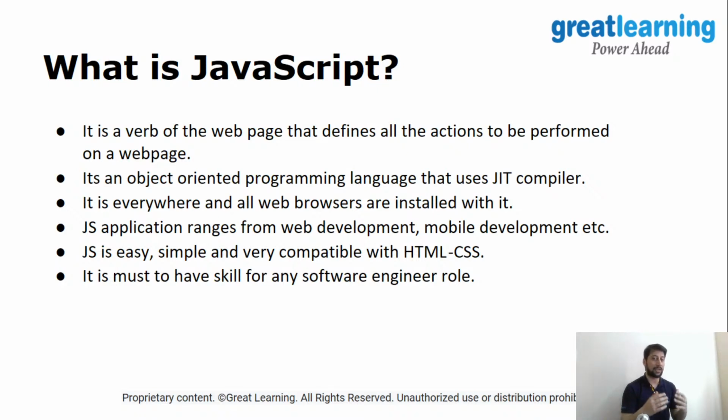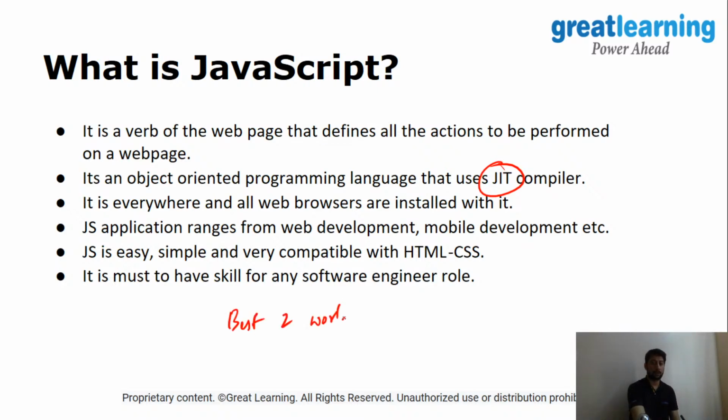It is an object oriented programming language that uses a just in time compiler. Now what is this JIT? JIT stands for just in time compiler. It uses the best of two worlds. What are those two worlds? The first is your interpreter, and the second is your compiler.